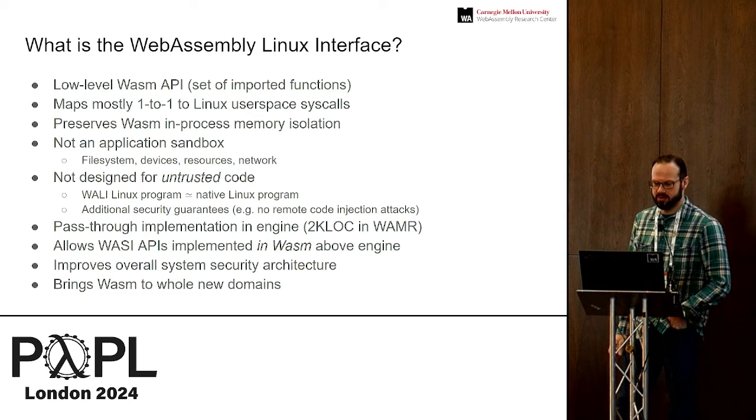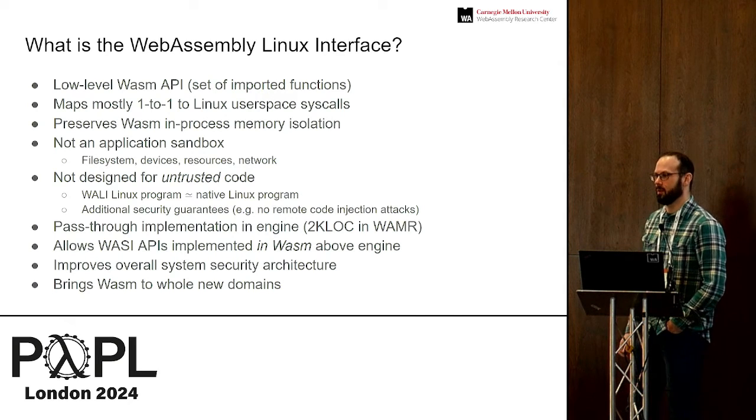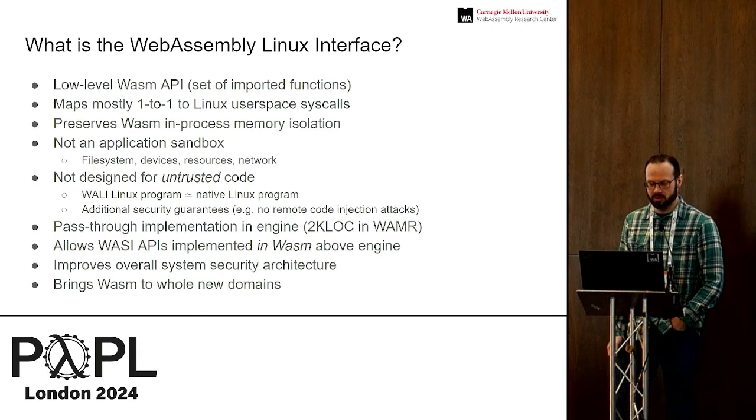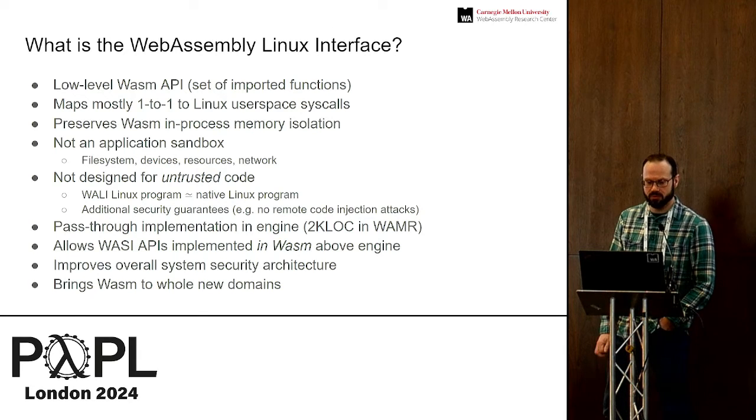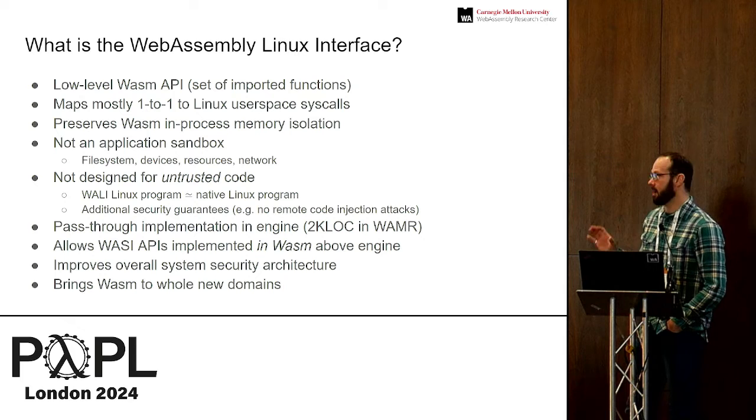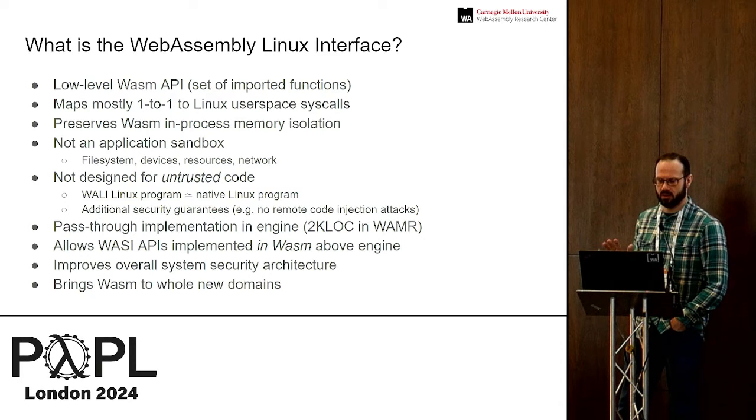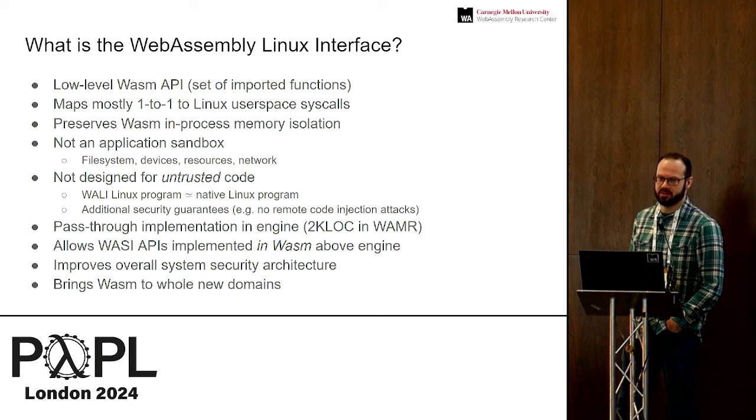So what is it? We're talking about a low-level WASM API. It's a set of imported functions. It could hopefully fit in the component model in the future. It mostly maps one-to-one with Linux system calls as they are today. And we've done this in a way that preserves the in-memory isolation properties of WASM. So nothing about the system call interface opens you up to some kind of memory vulnerability. You can use it just like any other WASM API and communicate through linear memory. Key thing is it's not an application sandbox. We are not trying to sandbox the file system or devices or resources or network.